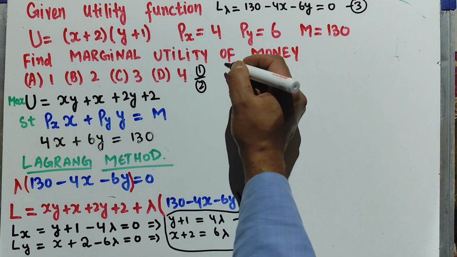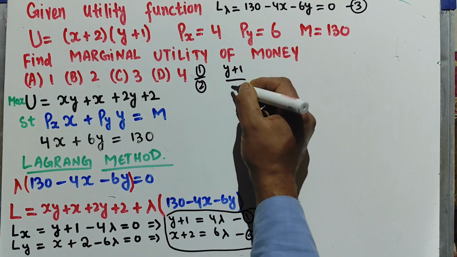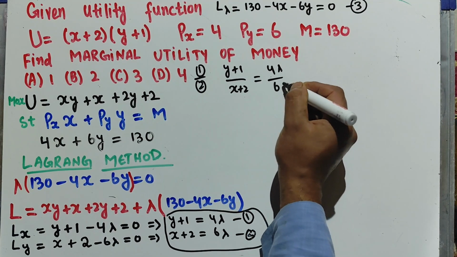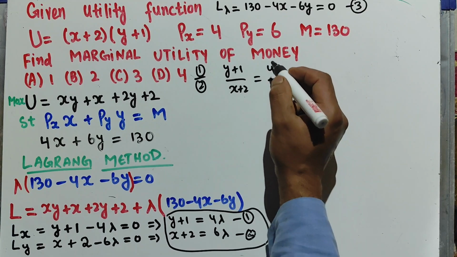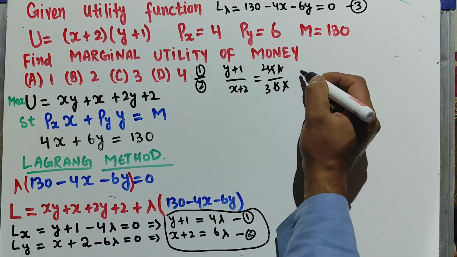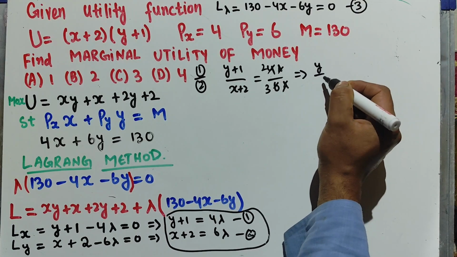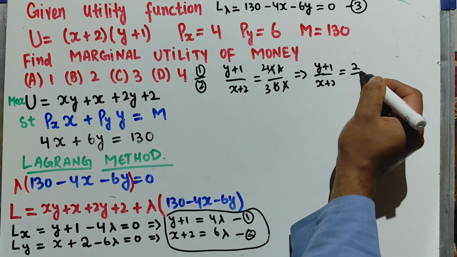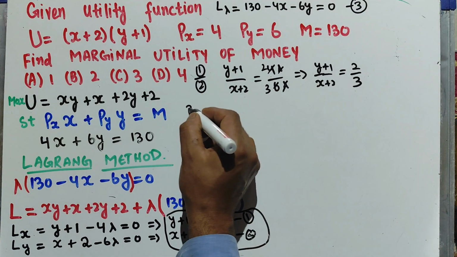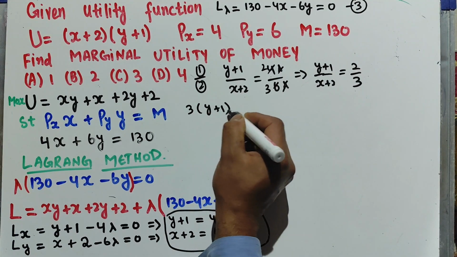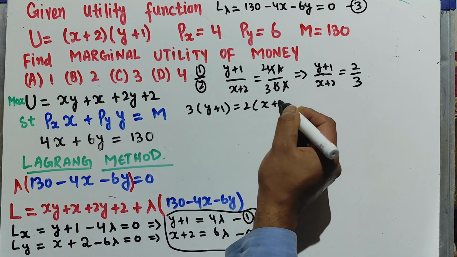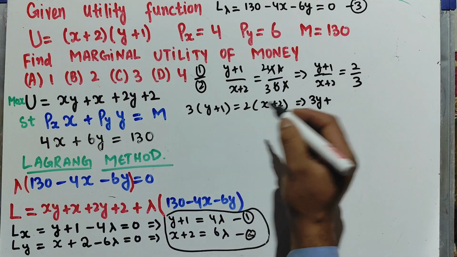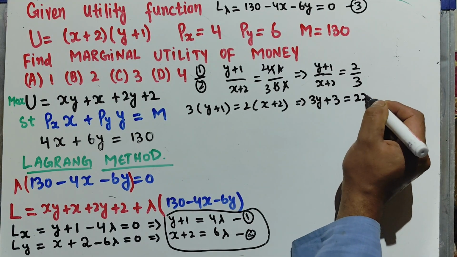Dividing LHS by LHS, we have y plus 1 upon x plus 2 is equal to 4 lambda upon 6 lambda. Lambda gets cancelled, so 2 2s are 4, 2 3s are 6, which implies y plus 1 divided by x plus 2 is equal to 2 upon 3. Cross multiplying, that means 3 times y plus 1 is equal to 2 times x plus 2. Solving further, we get 3y plus 3 is equal to 2x plus 4.